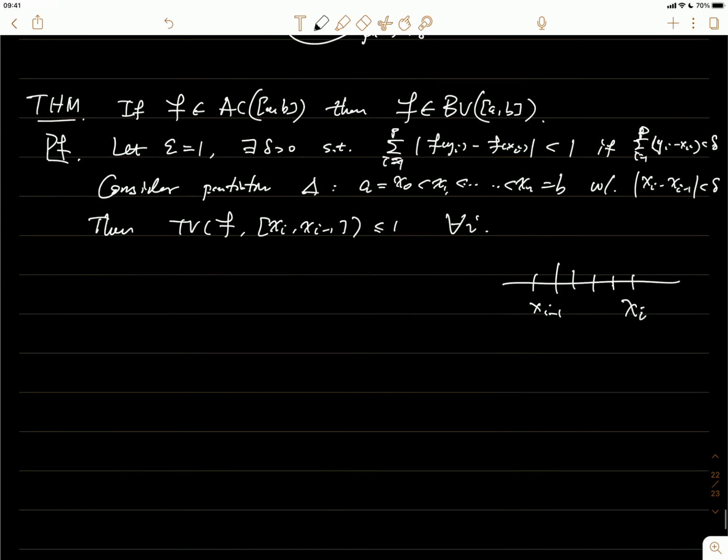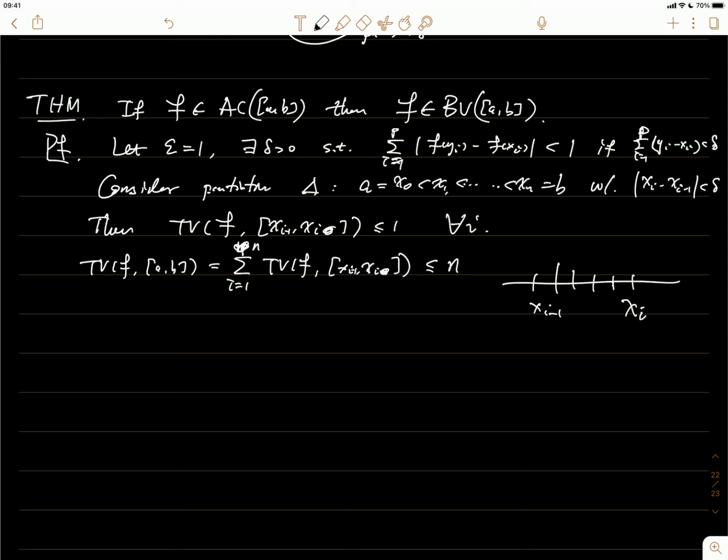Okay, and that also means that the variation of f over the entire interval [a, b], we know this will be just the sum of the total variation of f on each piece. This is a property of total variation on each piece. Sorry, it's from x_{i-1} to x_i. Each one of them is less than or equal to 1, so this sum, let's say from 1 to n, is less than or equal to n. It's just equal to the number of partitions you have.